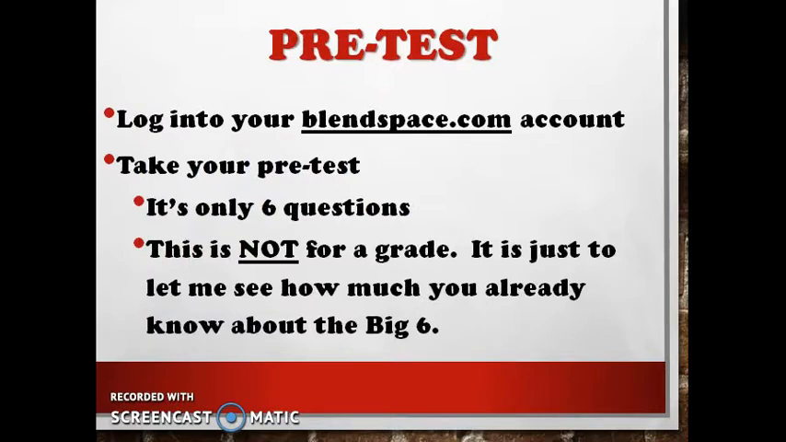Okay, now that you know what you will be learning with this lesson, let's take a pretest. What, no? Don't worry, this is not for a grade. The pretest is just to see what you already know and figure out what you need to learn. So first, log into your blendspace.com account. You're going to see the pretest when you see this assignment. It's only 6 questions, but answer them honestly. How much do you already know about the Big Six?